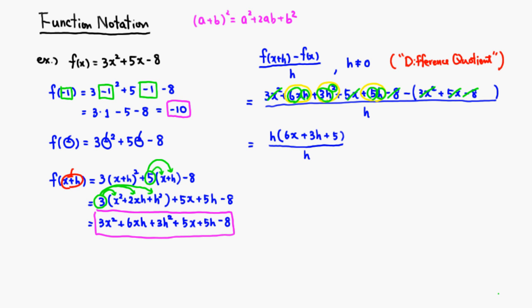You can see that there's a common factor h on top and bottom, so you can cancel them out because h divided by h is 1. What's left is 6x plus 3h plus 5. So that's the expression for the difference quotient given here. Alright, that's it. This is how function notation works. I hope that this was clear.